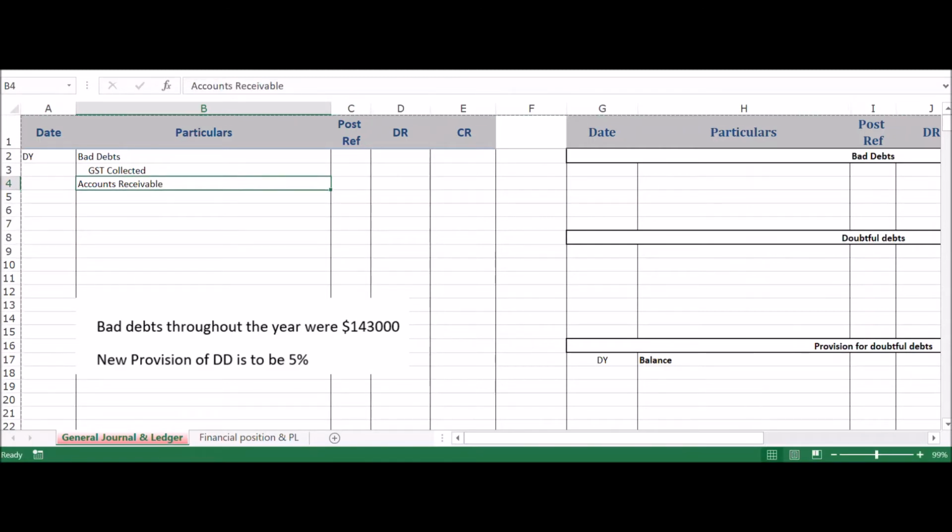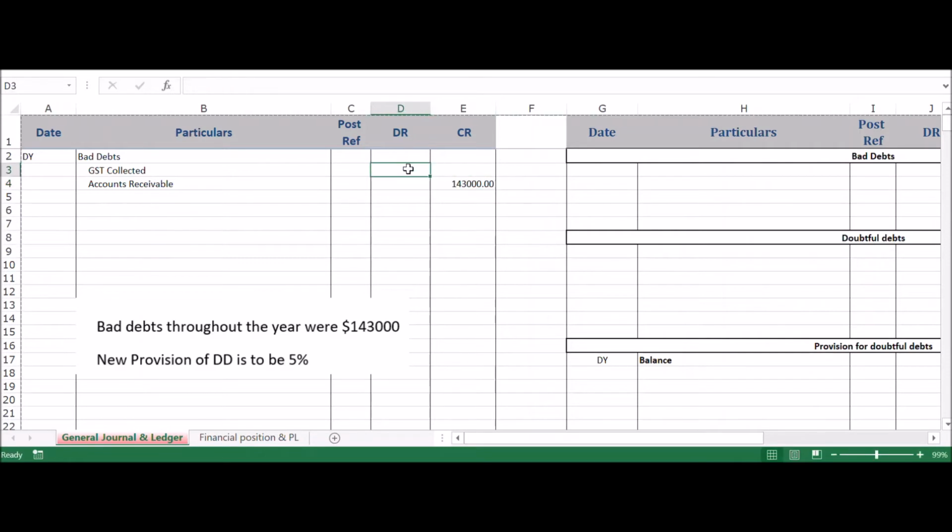I'm not going to go into the technicalities of that. Okay, bad debts written off throughout the year. I didn't say if that was including GST or excluding GST. I'm going to say it was including GST.